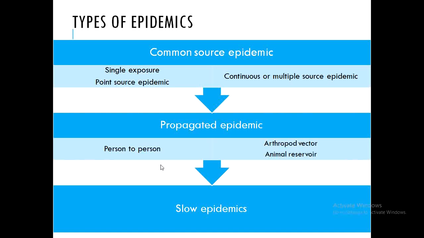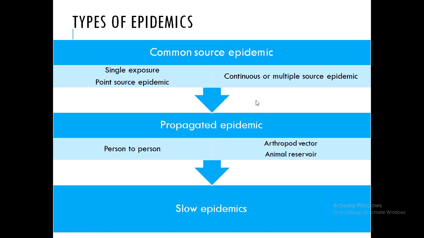So moving forward, common source epidemics are further subdivided into two types. The common source epidemic, as the name suggests, has a common source, but this common source can be due to a single exposure, or it can be due to continuous or multiple exposure. If it is a single exposure, it is known as single exposure common source epidemic, or point source epidemic. If the exposure is continuous, it is known as continuous common source epidemic or multiple source epidemic.